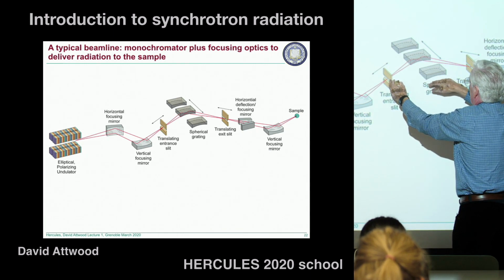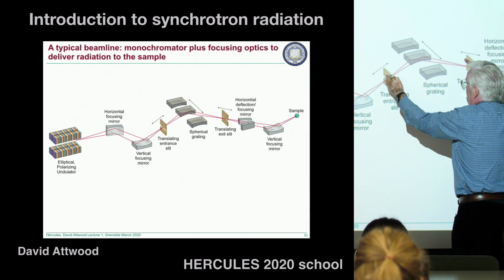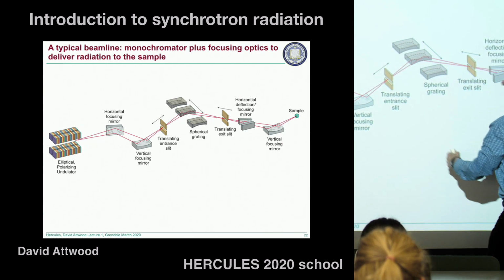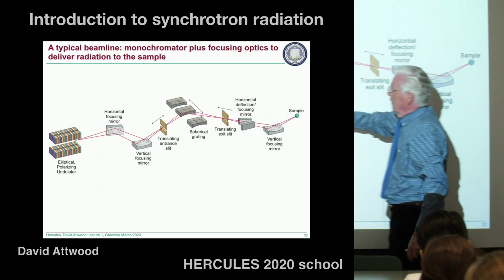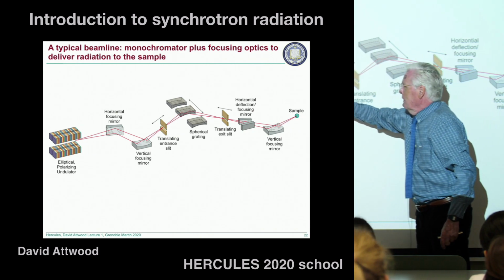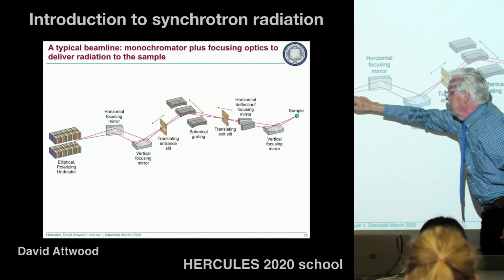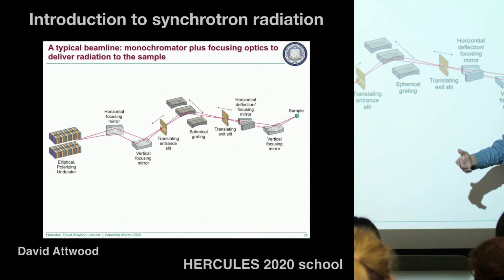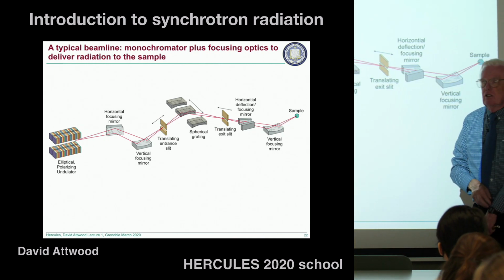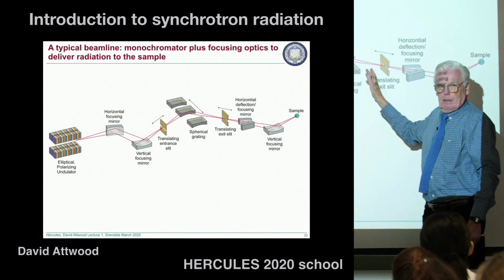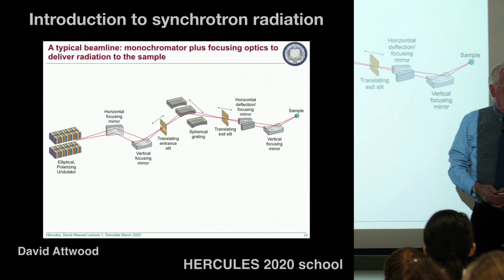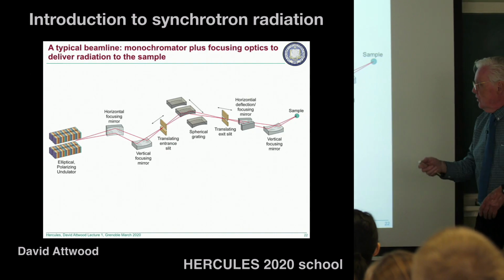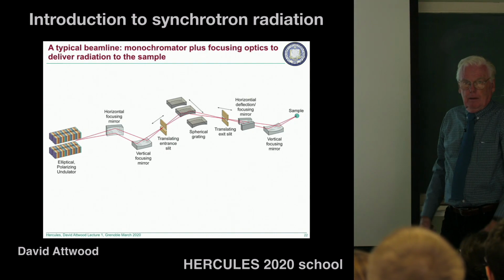on the photon energy, and an exit slit, and then onto your sample, and there will probably be some mirrors to re-image this radiation onto your sample. So there'll be some imaging part of this and some spectroscopic monochromatization that goes on. So that's in the so-called beamline.